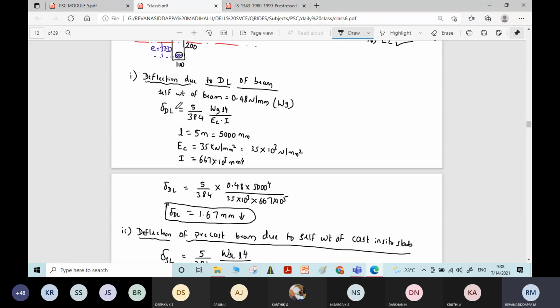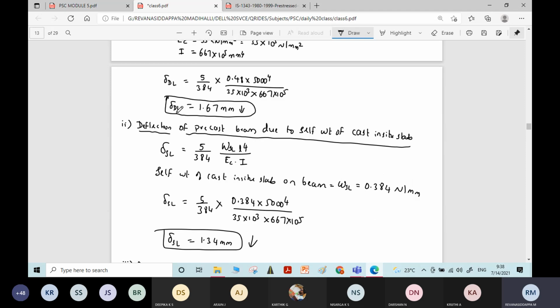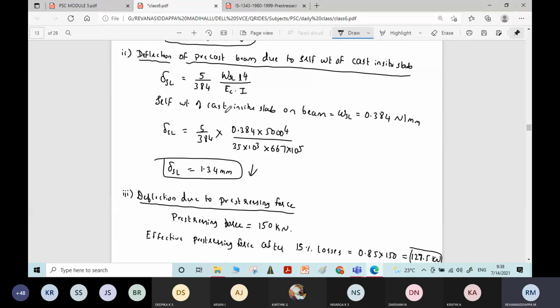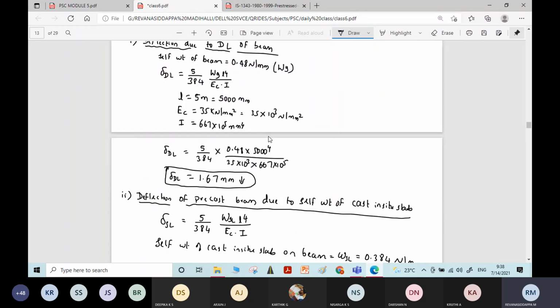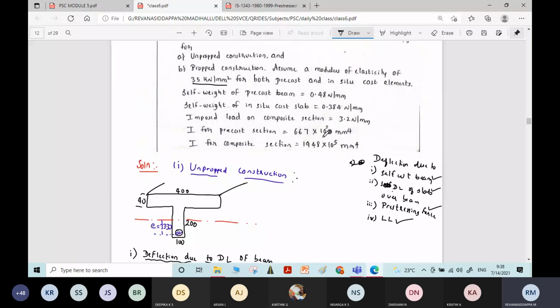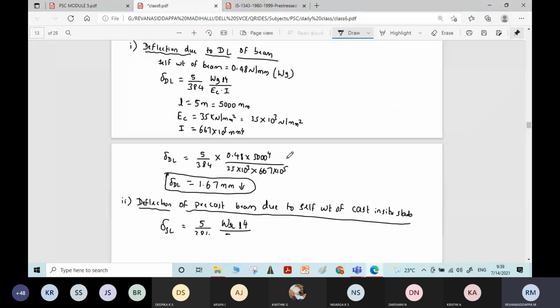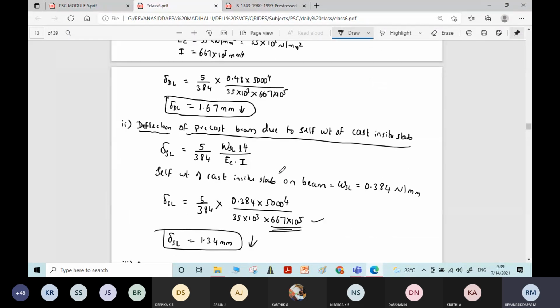Okay, therefore, while finding the deflection due to the self-weight of the slab, instead of substituting the moment of inertia of the beam alone, you need to substitute the full moment of inertia, that is 1948. The same procedure we followed while finding the stresses for unpropped and propped construction. For unpropped construction, we took only the moment of inertia of the beam. For propped construction, we took the moment of inertia of the full section.